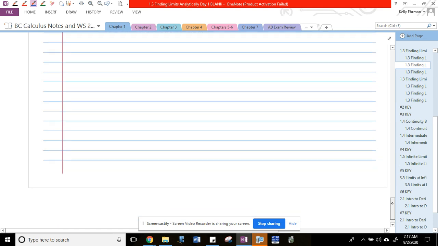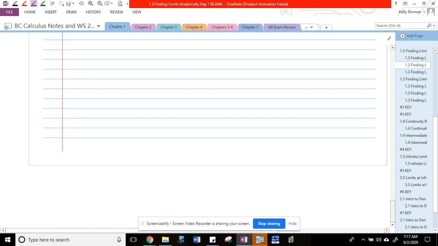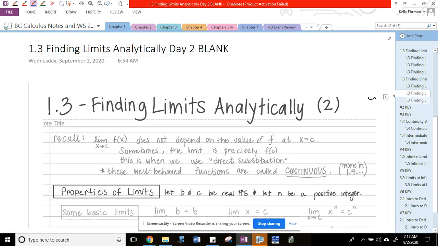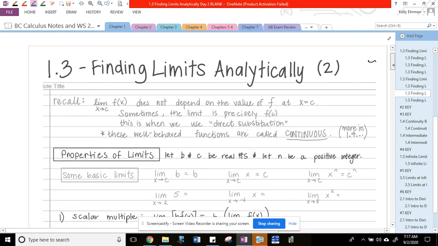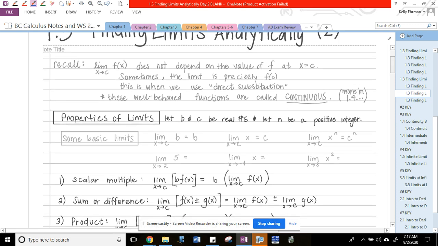All right, we also need to do day 2, since we got off to kind of a slow start in the beginning of the year. So you might be finishing for homework at this point or continuing on. But this is technically our day 2. So we're still saying, okay, we don't care about the actual function value of f at x equals c, but the limit as x approaches c of f of x is just dependent upon the left and right side behavior. So sometimes it's the same as f of c and sometimes it's not.